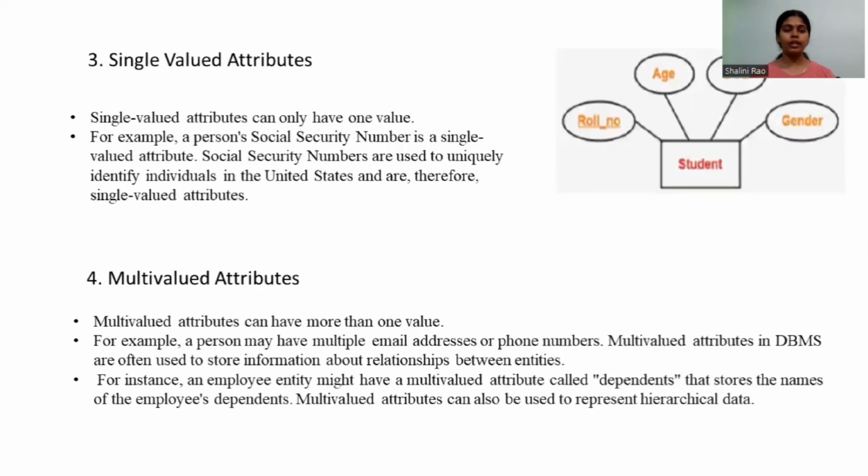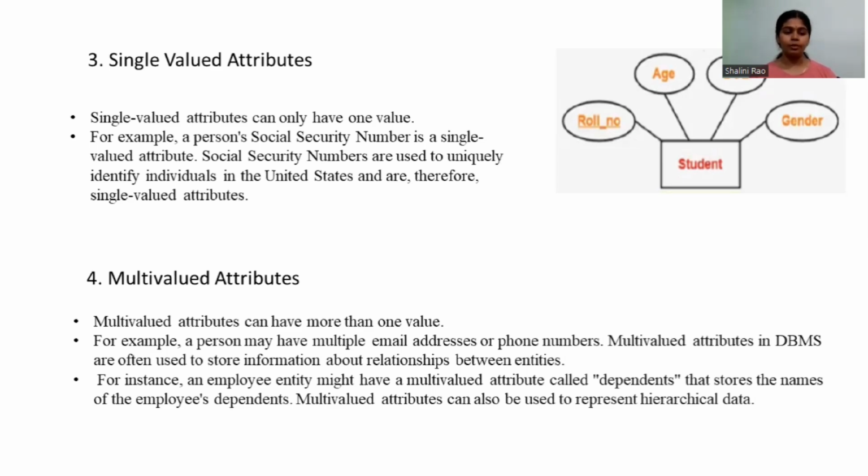Single valued attributes. Single valued attributes can only have one value. For example, a person's social security number is a single valued attribute. Social security numbers are used to uniquely identify individuals in the United States and are therefore single valued attributes.